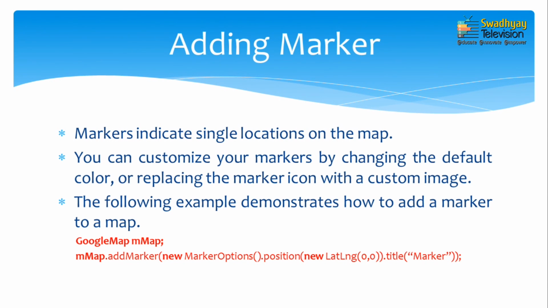So, here mMap is an object of type GoogleMap, and you have to call its method addMarker, and inside addMarker you have to specify the marker position. So, we write new MarkerOptions, and once this is available, we can call its position method, and inside position we can specify latitude and longitude for our place, and you can also specify a title. Here the title is Marker and latitude and longitude are 0 and 0 respectively. So, this is how we can add a marker in our Google Map.